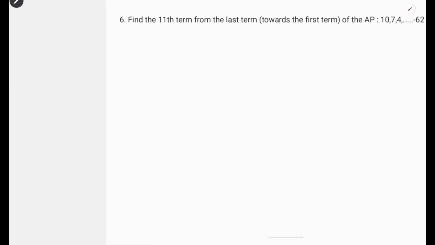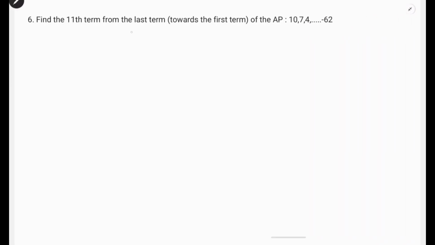Next one. Find the 11th term from the last term towards the first term of the AP. This is the AP given: 10, 7, 4, up to minus 62. The first term A1 is 10, A2 is 7, A3 is 4, and the last term an is minus 62. We don't know how many terms there are. We need to find out n.